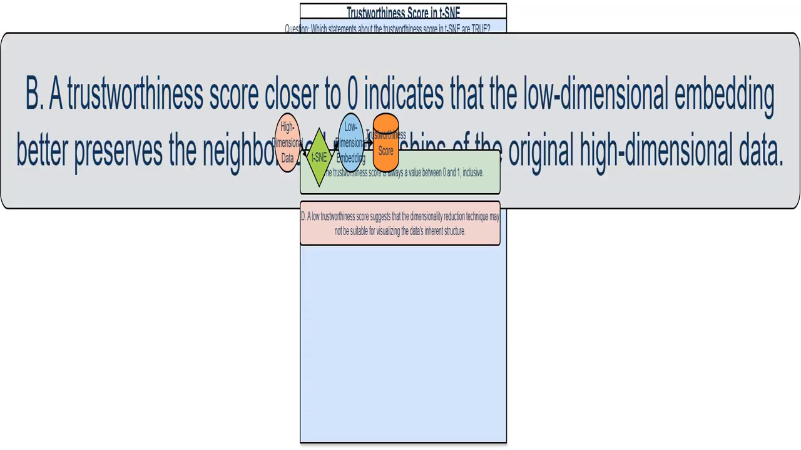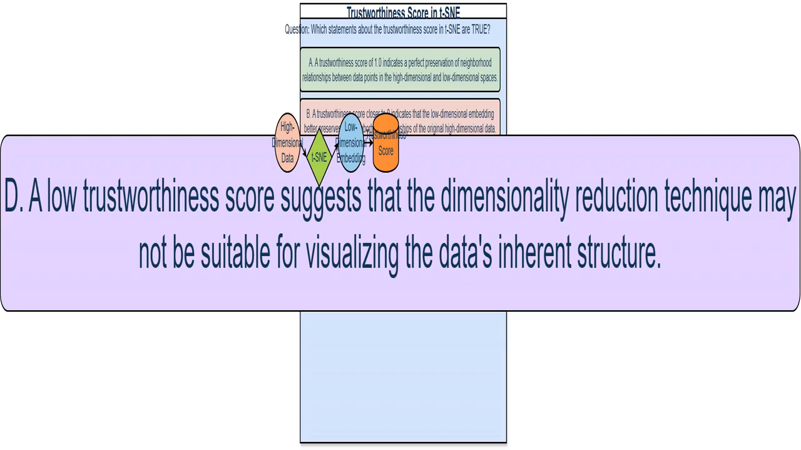I'm seeing this as also true. The trustworthiness score is always in the range of 0 to 1, inclusive. 0 represents no preservation, and 1 represents perfect preservation of local relationships. I see this as a true statement. If the score is low, that's a strong indicator that the chosen dimensionality reduction technique, t-SNE in this case, isn't suitable because it fails to reveal the underlying data structure effectively.